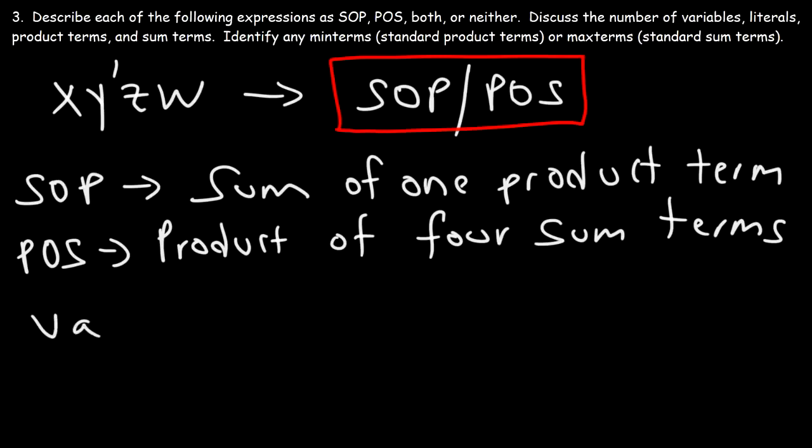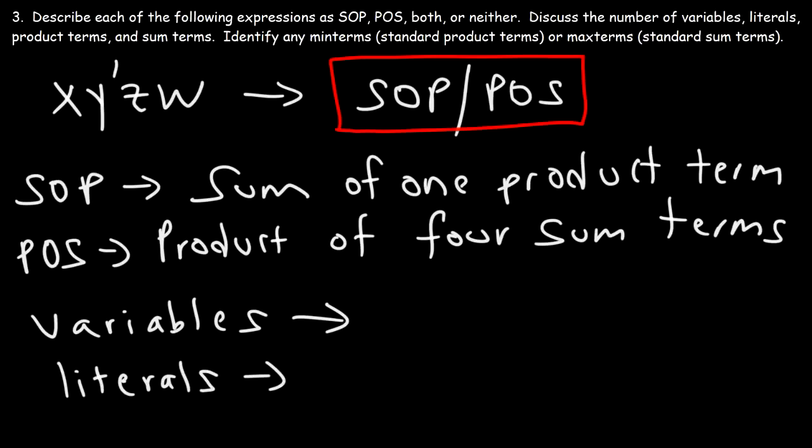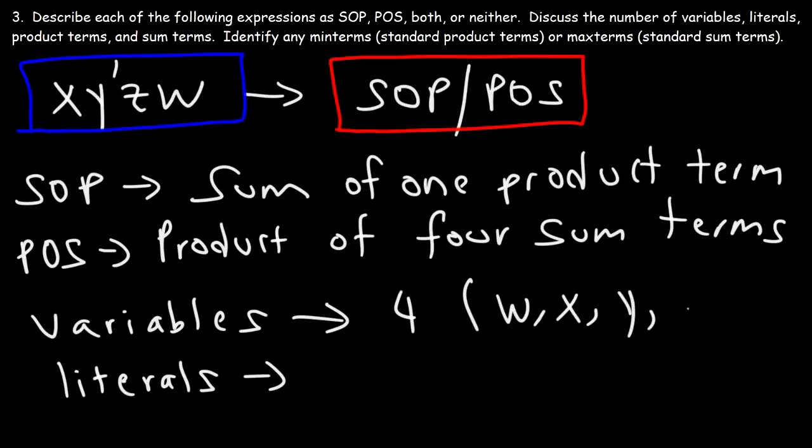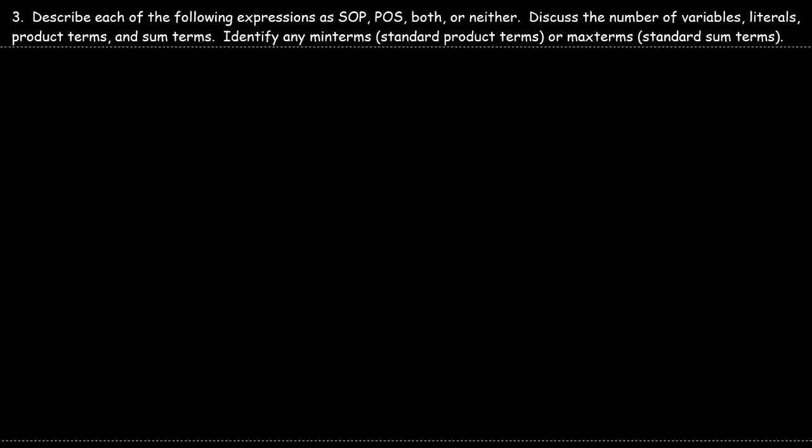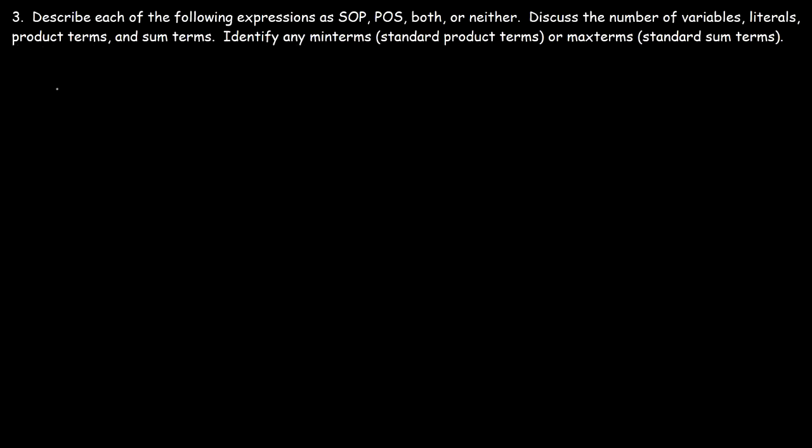Now, how many variables do we have? And how many literals? So for this expression, we have a total of 4 variables: w, x, y, and z. We also have 4 literals: w, x, y prime, and z. So that's all we could say about this expression. Let's move on to our next example.